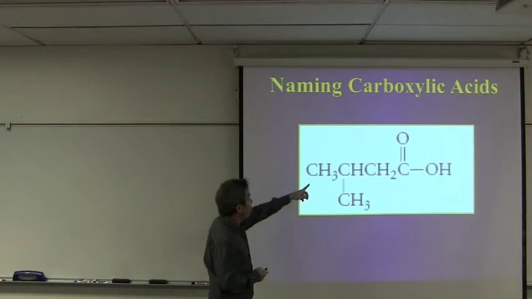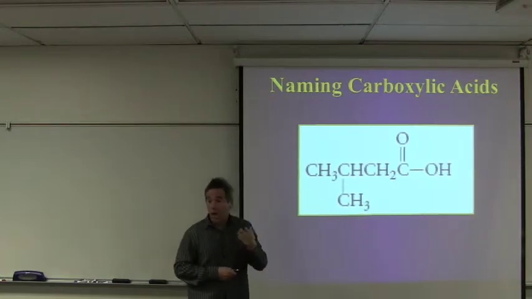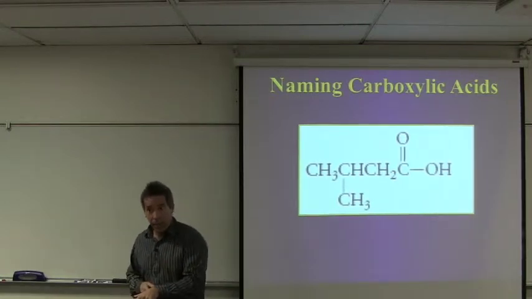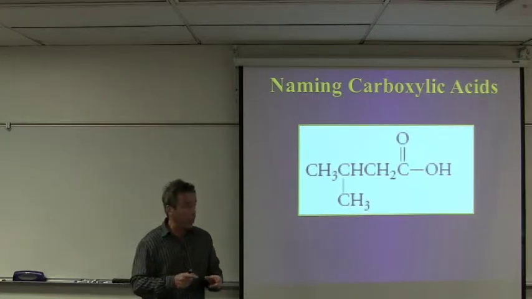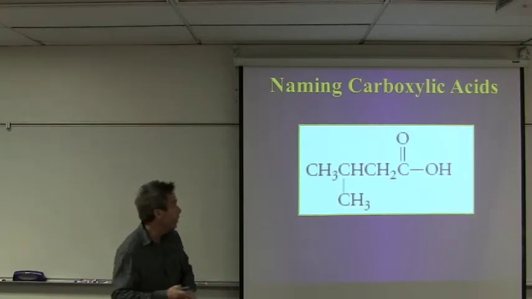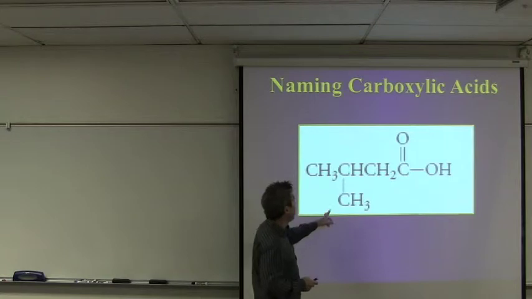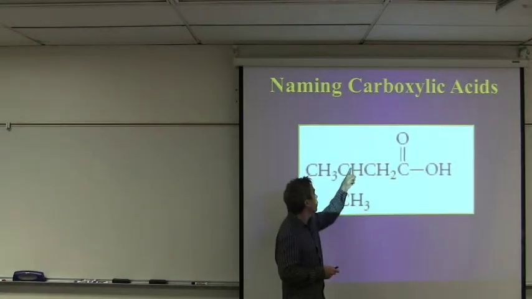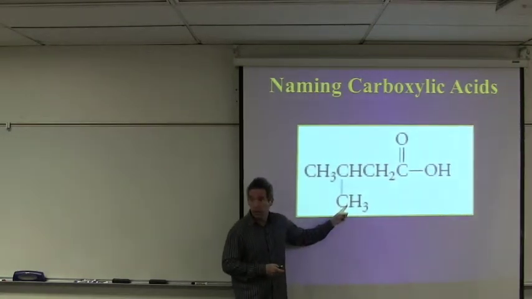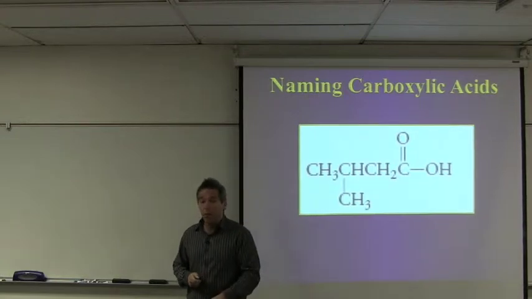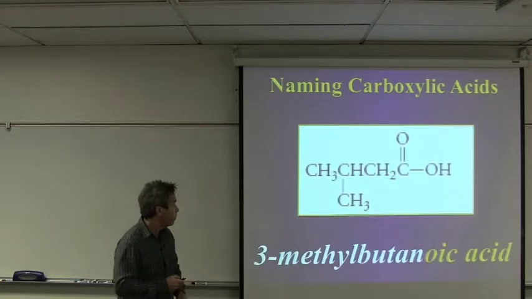So 1, 2, 3, 4 carbons. The alkane name would be butane. I get rid of the E on the end of butane and I say butanoic acid. I have a substituent. It's on carbon 3. 1, 2, 3. That's a methyl group. So I have 3-methylbutanoic acid.